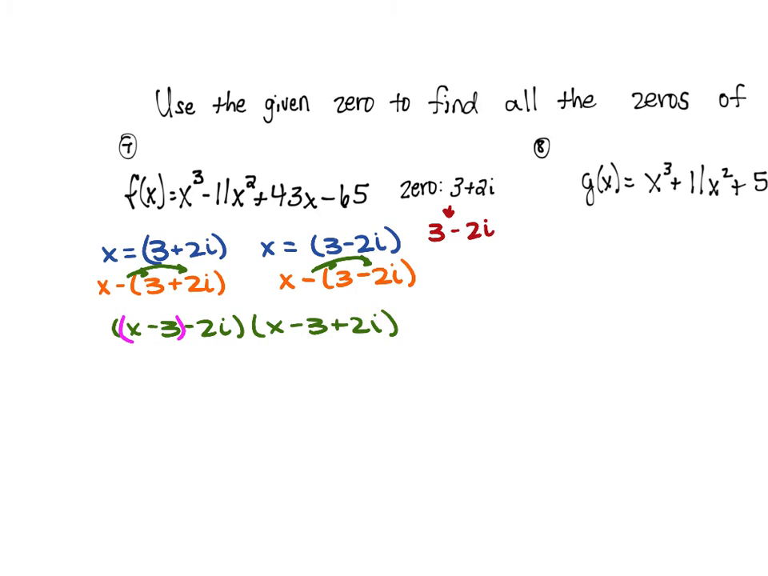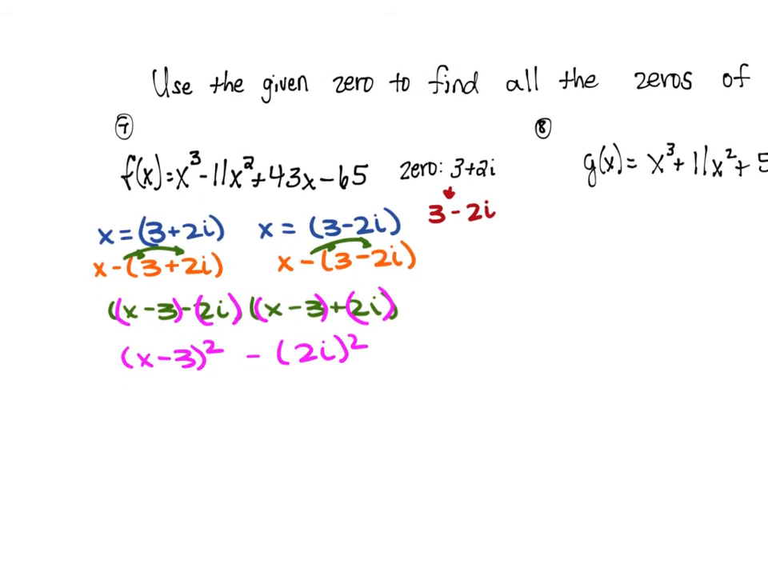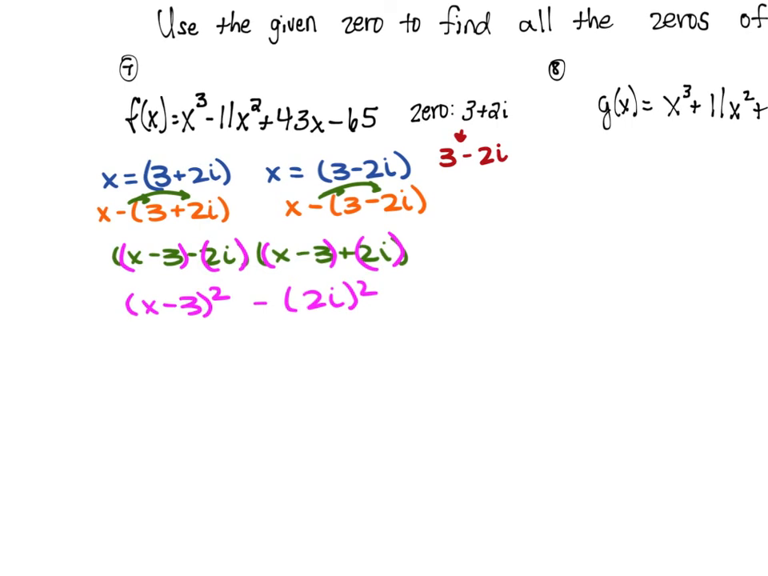However, I see that my x minus 3 is the same in each, so that's like my a term. I have opposite signs between that and that 2i. For each parentheses, that 2i would be my b term. So this is a difference of squares, so we would just have x minus 3 squared minus 2i squared. Multiply these out. The x minus 3 squared is going to give us x squared minus 6x plus 9. That 2i squared is 4i squared.